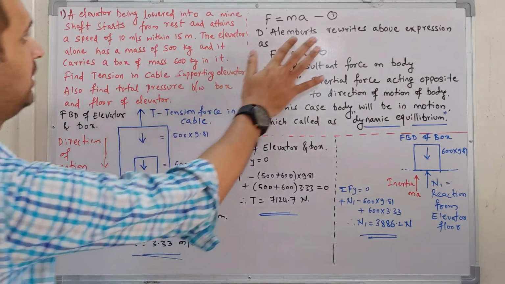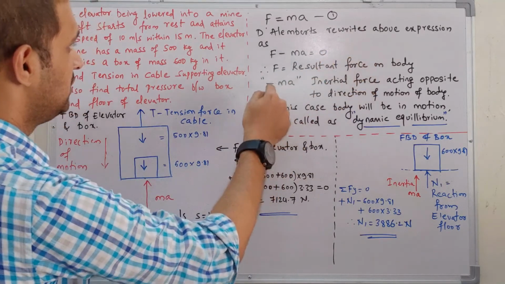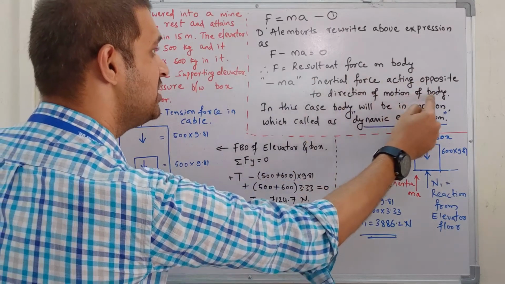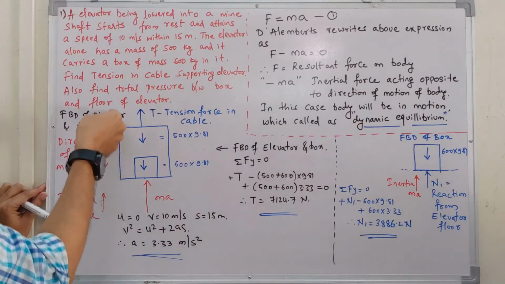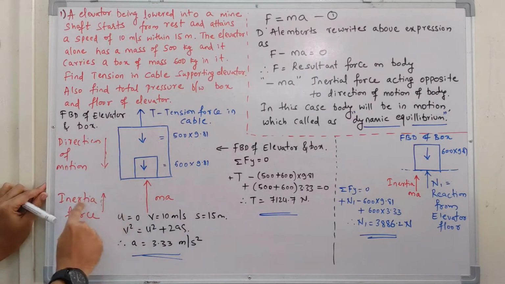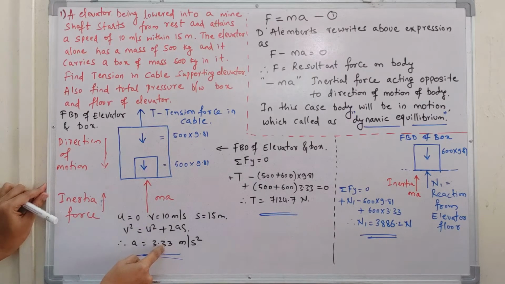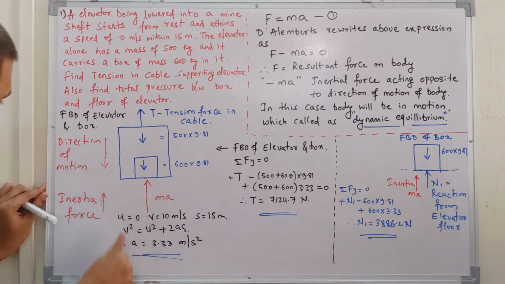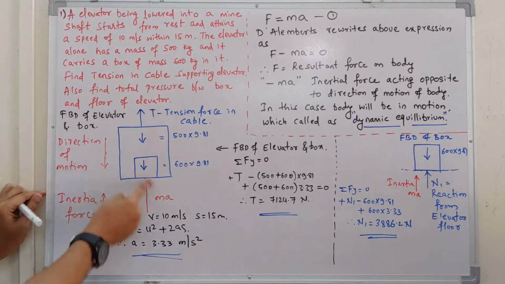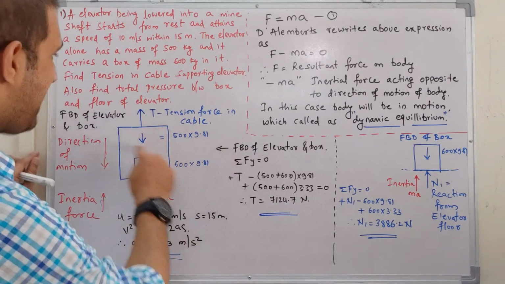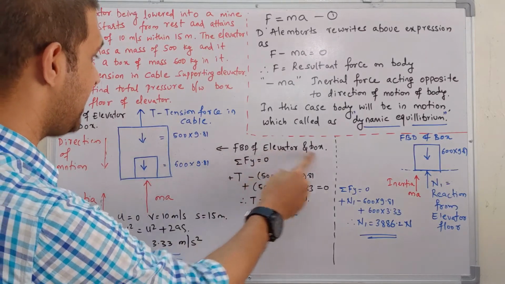As per D'Alembert's principle, we already know that minus MA is the inertial force acting opposite to the direction of motion of the body. Here, the body is moving downward, so the inertial force will be acting in the opposite direction. That would be M into A, and A will be 3.33 meter per second square. Whatever is the mass of the body into acceleration will be the inertial force acting in the opposite direction. That is why we have represented an additional inertial force acting in the opposite direction of the motion. Now coming back to the free body diagram of elevator and box.